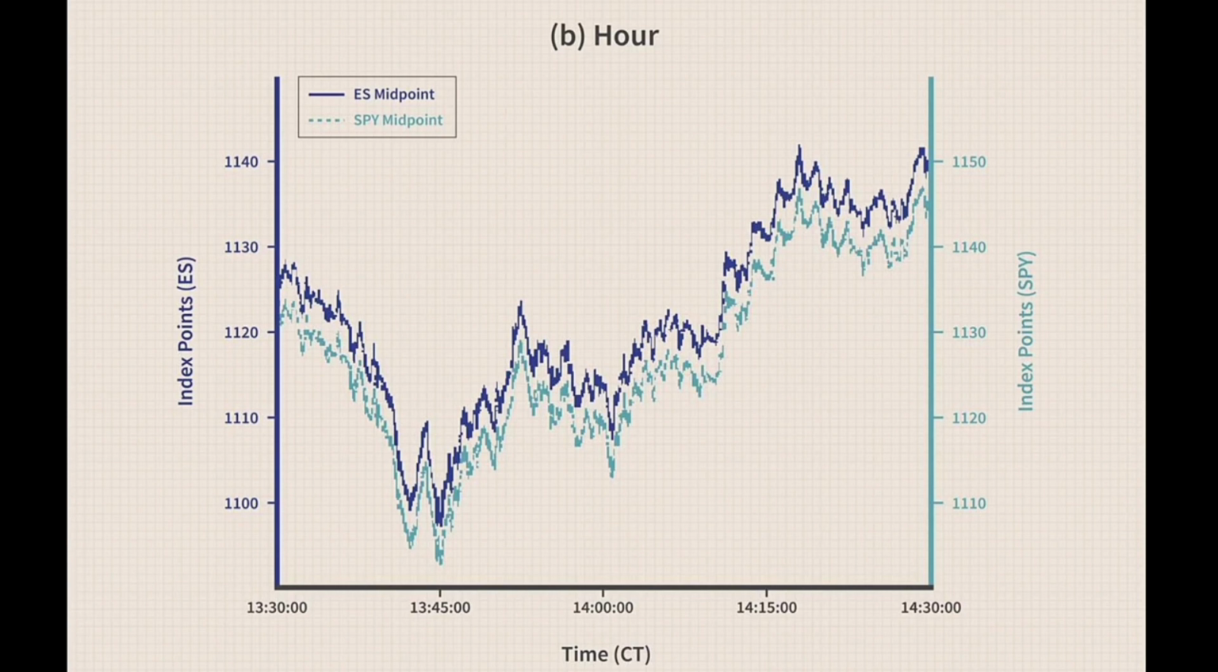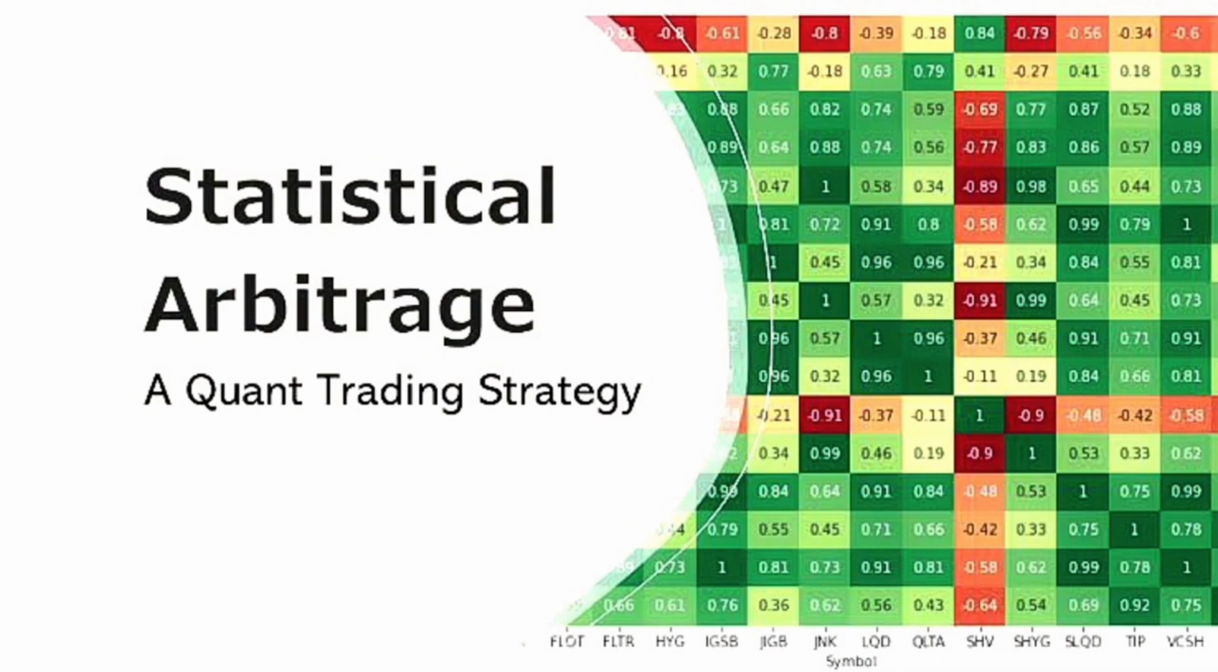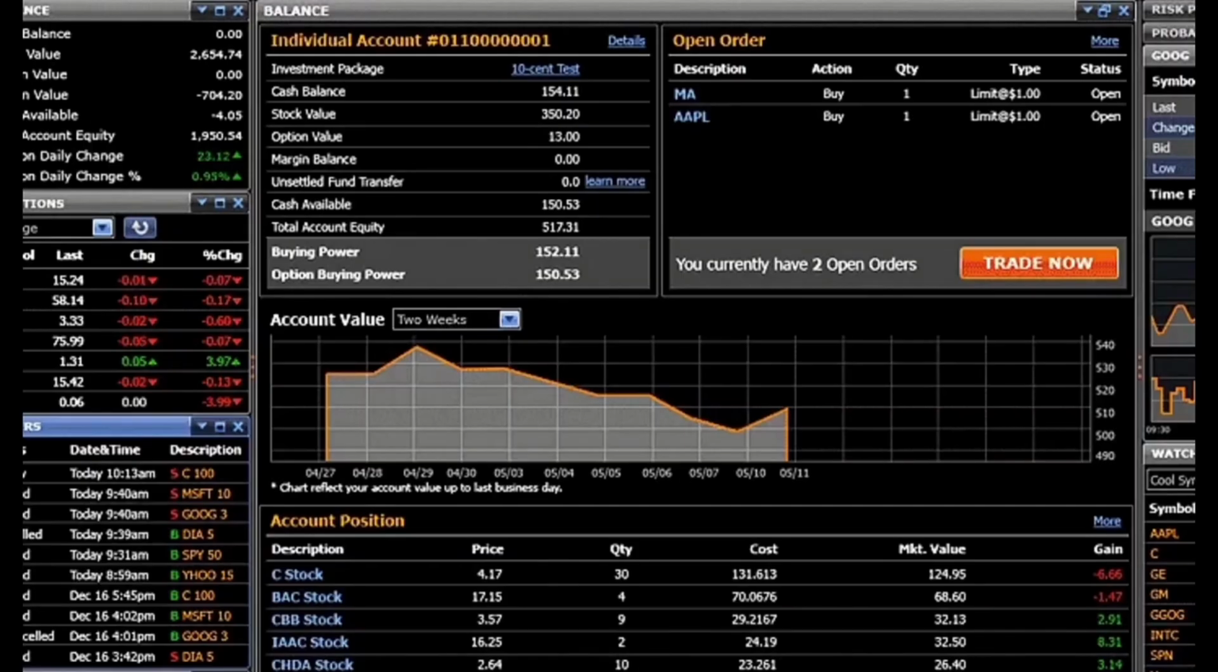generalize to new data. Statistical arbitrage is a strategy that involves exploiting price discrepancies between two or more securities. This strategy relies on complex mathematical models to identify and make trades based on these discrepancies. What are the pros of it? Statistical arbitrage can identify pricing discrepancies in the market and capitalize on them, leading to potentially profitable trades.